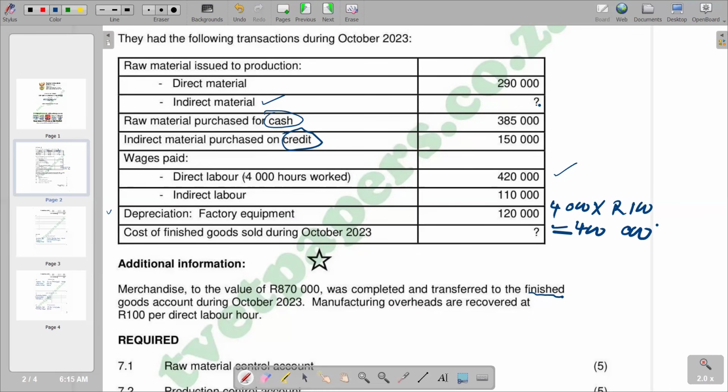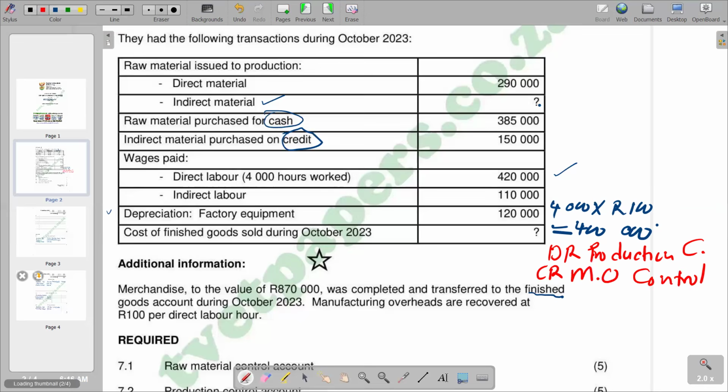So what the double entry involved with this 400,000, we are supposed to debit and credit. So the one that is supposed to be debited is a production control, and one that is supposed to be credited is the manufacturing overhead control. So we debit a production control, we credit manufacturing overheads control. So both of the accounts we have them in the question, they are there.